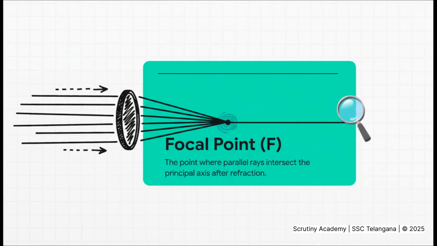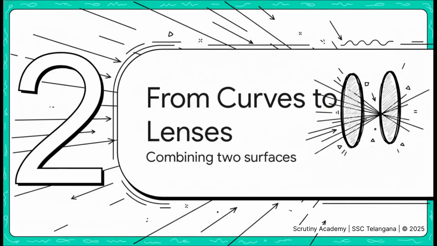So what happens if a whole bunch of parallel light rays, all traveling along our highway, hit this curved surface? Well, each one of them follows that bending rule. And something amazing happens. They all get directed to cross over at one single precise spot on the principal axis. And we call that special spot the focal point. It's like the ultimate destination for all that parallel light. So we've figured out the rules for one surface. Now let's see what happens when we combine two of them and build an actual lens.